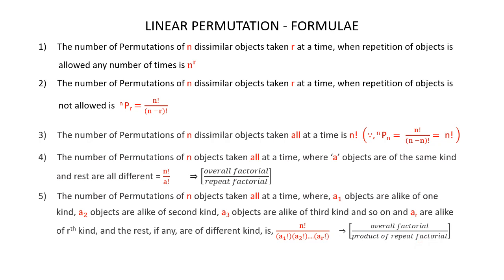Now observe here that the first two formulae are permutation formulae for n dissimilar objects taken r at a time. The next three formulae are the permutation formulae for n objects taken all at a time. Remember all these formulae, which will help you to solve linear permutation problems easily.